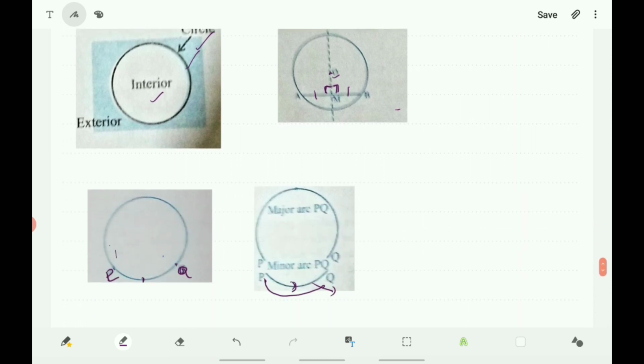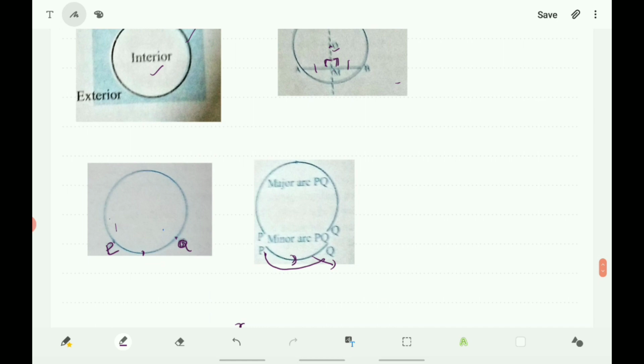Next, about the arc. Here an arc is a piece of a circle. An arc is a piece of a circle between two points. See the points P and Q here.